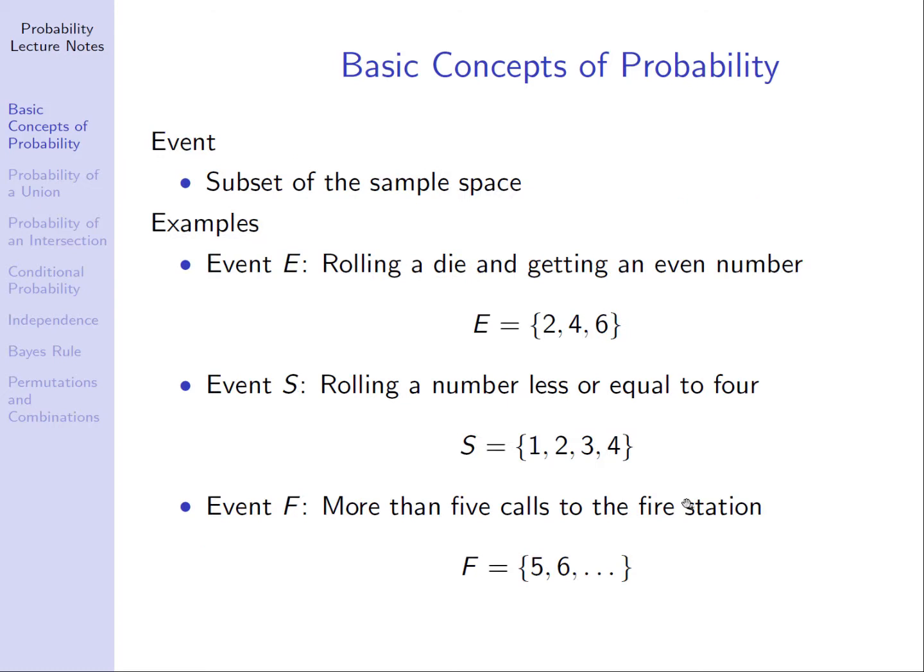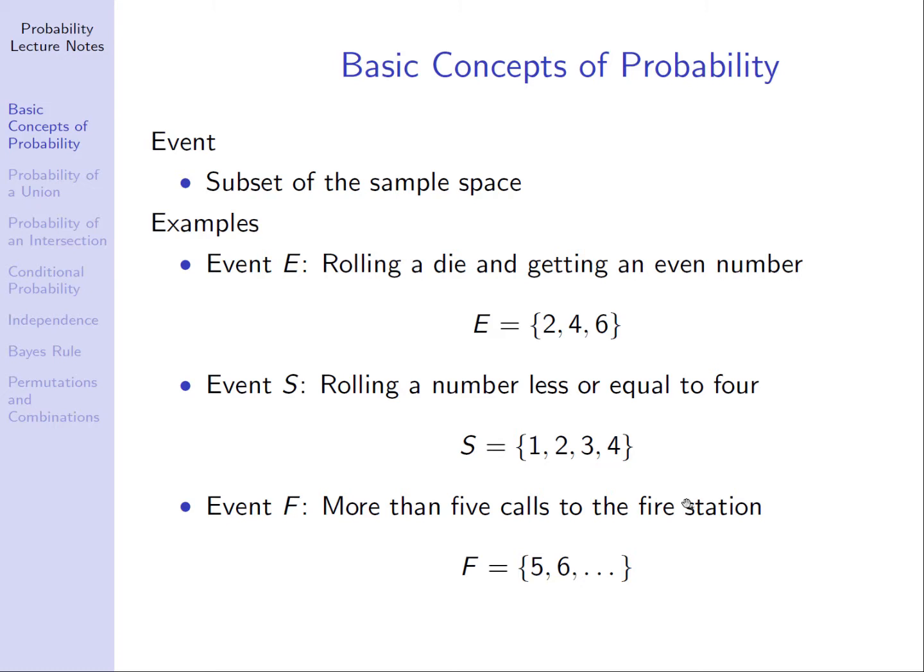The next concept that I would like to introduce is the concept of an event. Think about an event as a subset of the sample space. For example, if you're rolling a die and you are interested in the event of getting an even number, then the elements in the event are 2, 4, and 6. Think again, you're rolling a die and you're interested in a number less than or equal to 4, then that event, we call it S here on the slides, contains the elements 1, 2, 3, and 4.